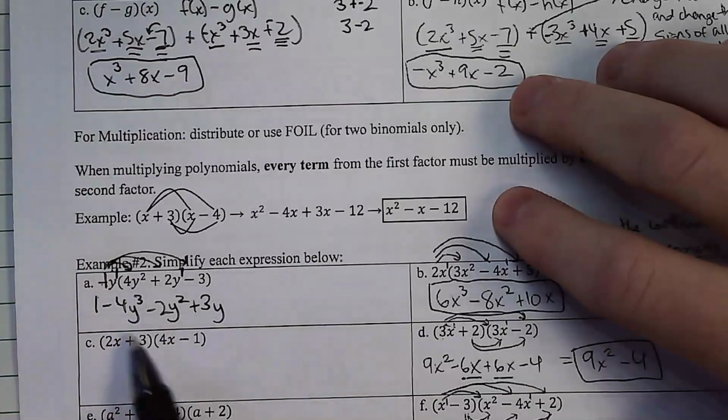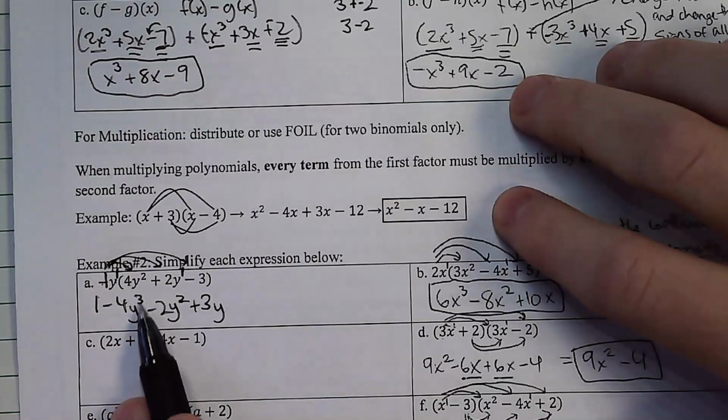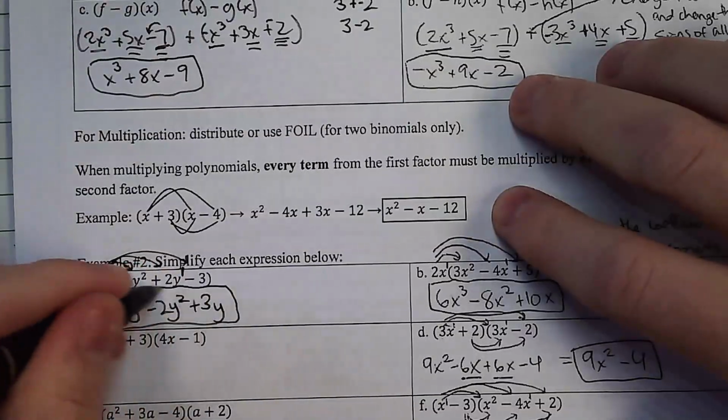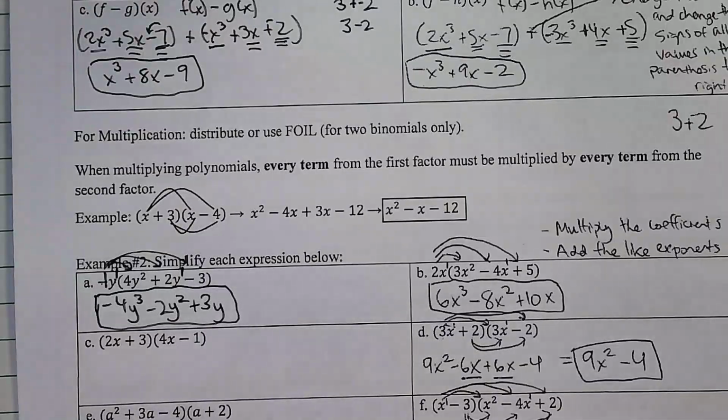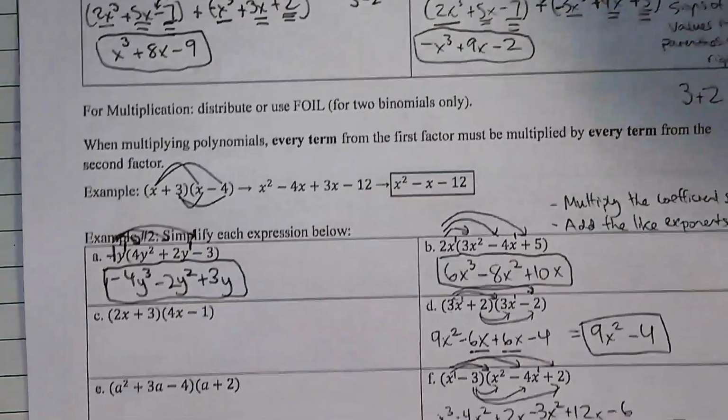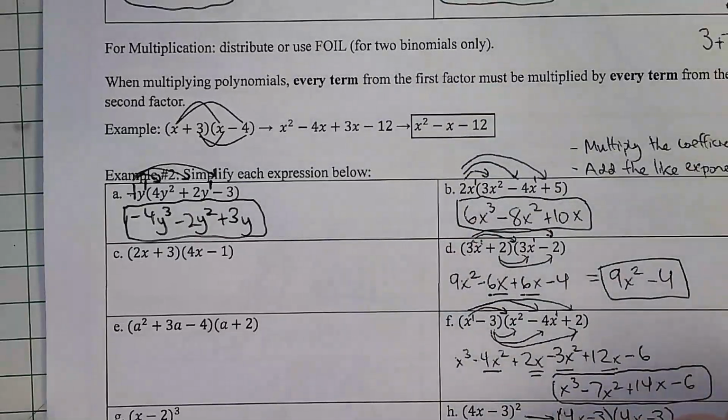And then to be able to add or subtract, they have to have the same base, same power combination. We don't have any of that here, so we're done. So that's distributing. All right. Now, C can be done a couple different ways, but I'm going to do distributing, okay?